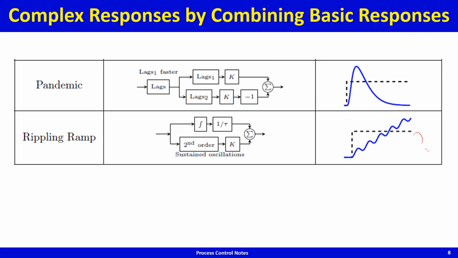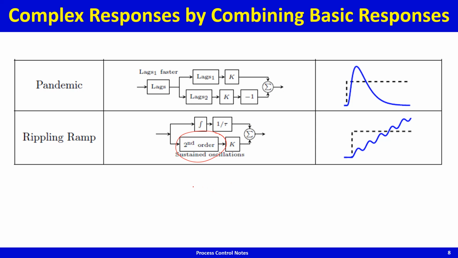Let's look at this. How does this come about? You can see that it looks like a ramp, but then there are these oscillations on top of that ramp. So what you have is basically a ramp plus a bunch of oscillations. When you add these two, the blue curve is what you get. So that's what this is.